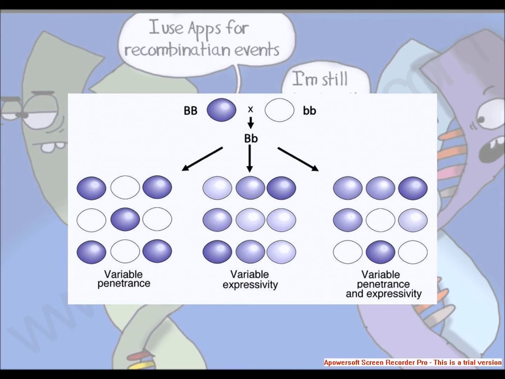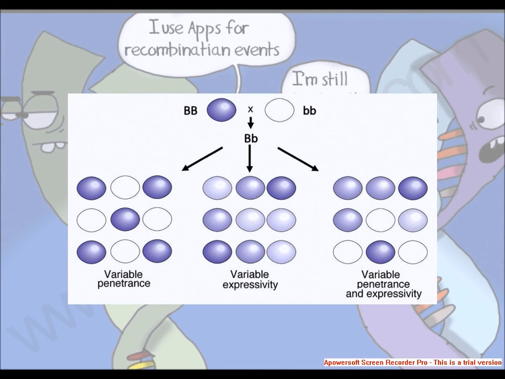If expressivity varies, the Bb genotype will not be expressed uniformly in the phenotype. All eggs are blue, but the exact shade of blue varies among individuals with the same genotype. Variable expressivity is frequently attributable to environmental factors or variation at gene loci elsewhere in the genome.